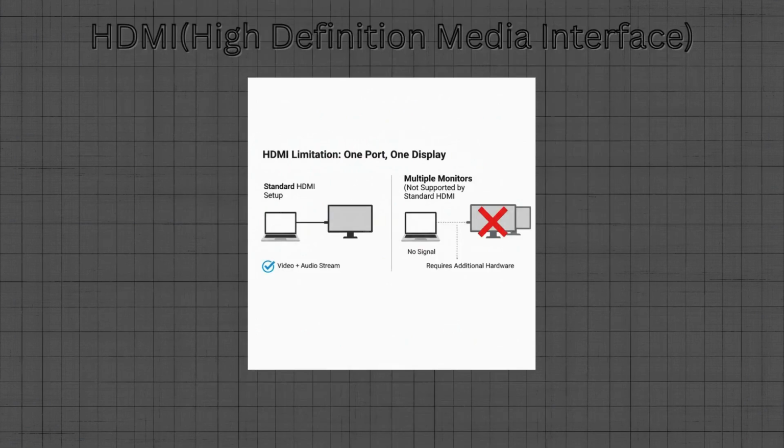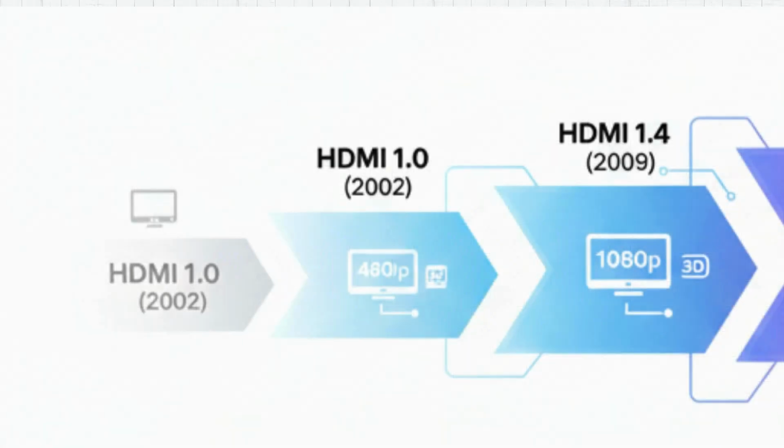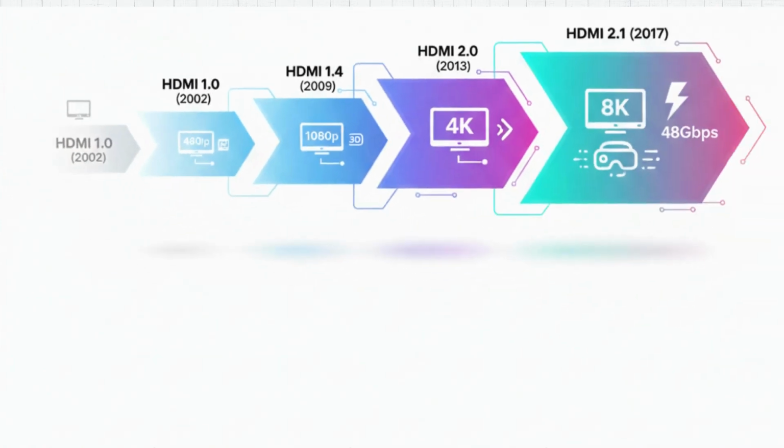The limitation is scalability. HDMI is designed for one display per port, which makes it less flexible for advanced multi-monitor setups. Newer HDMI versions support higher resolutions and refresh rates, but its core design still favors simplicity over expansion.